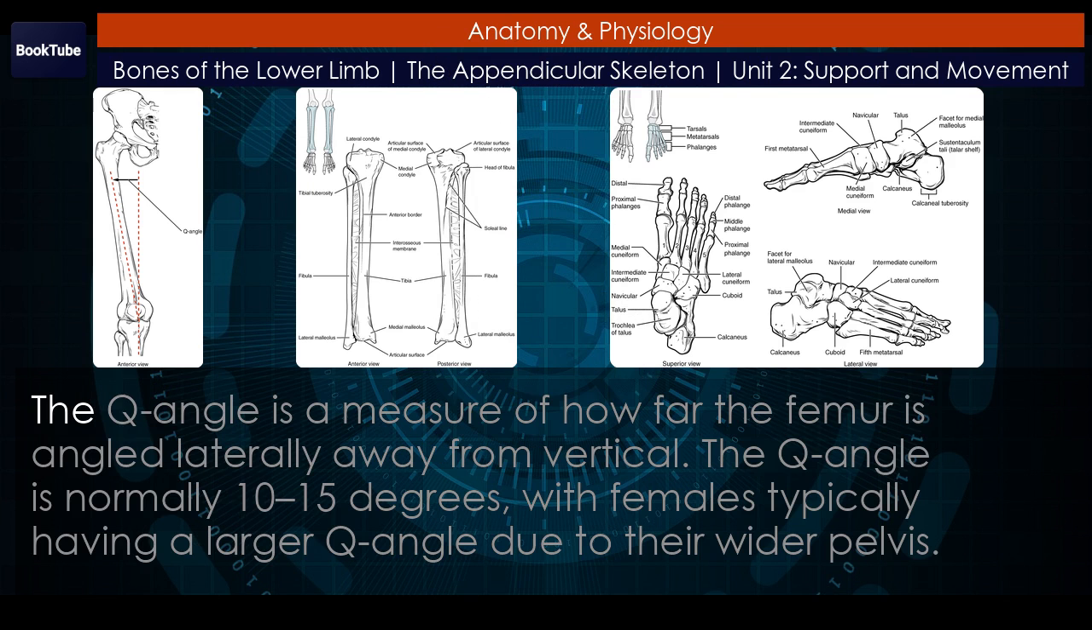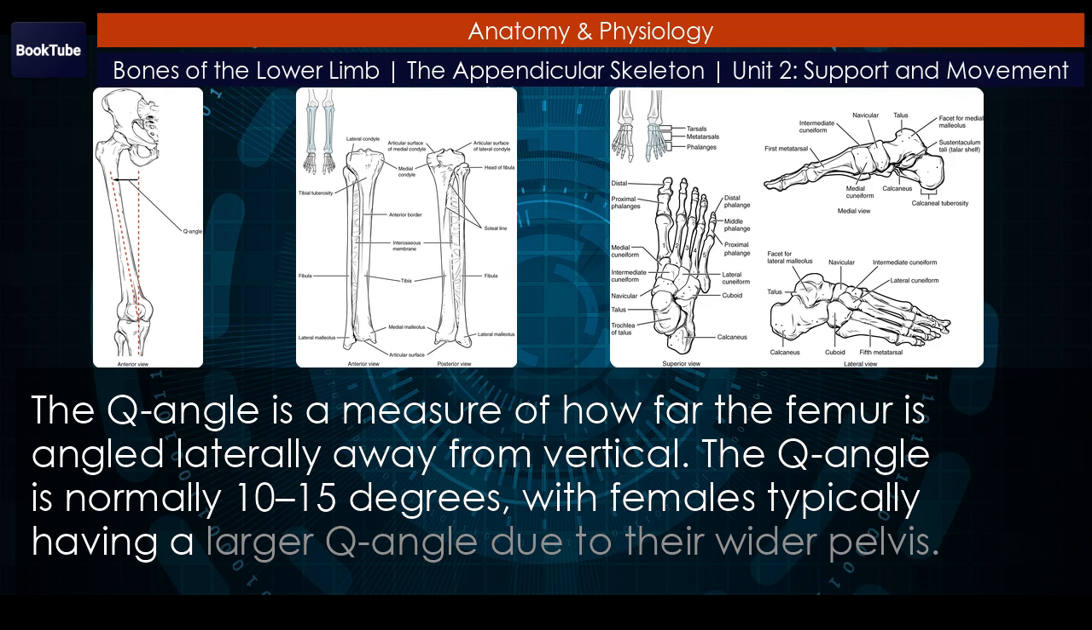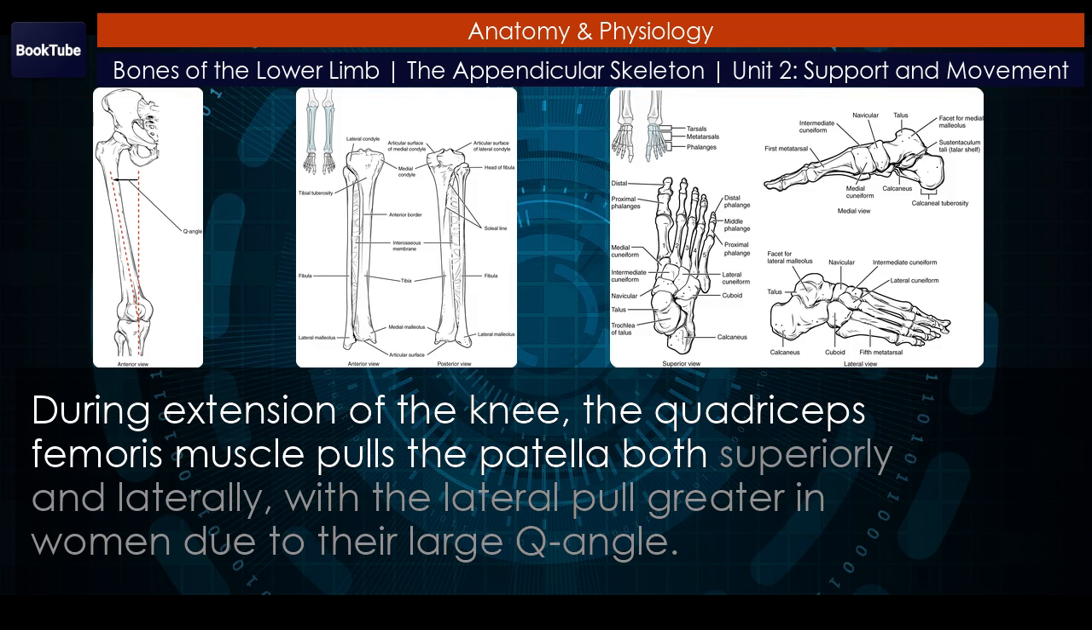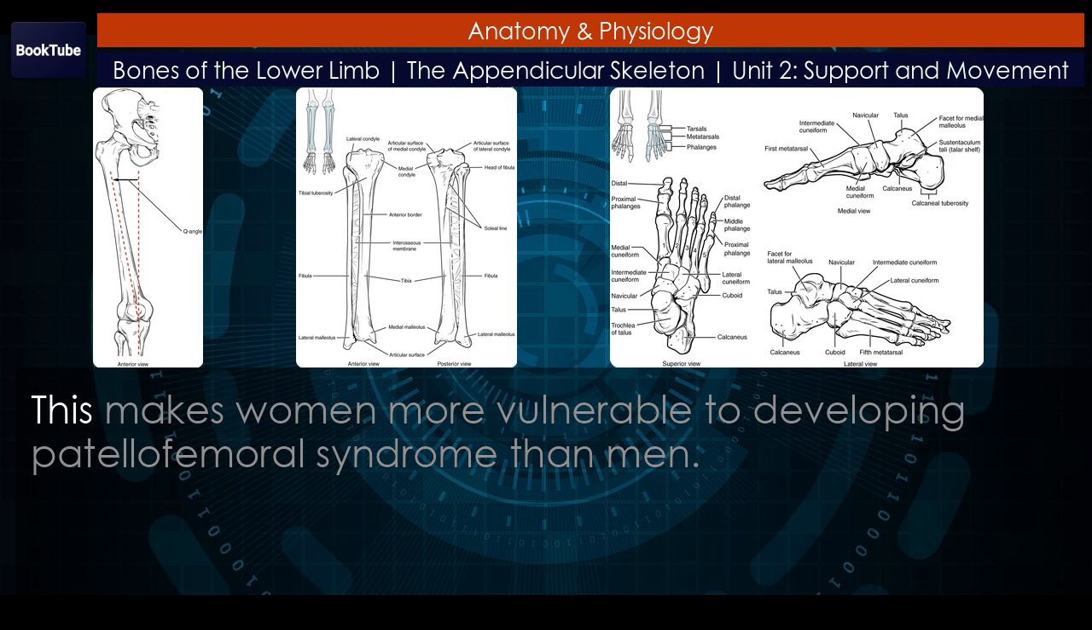Figure 2. The Q angle is a measure of how far the femur is angled laterally away from vertical. The Q angle is normally 10 to 15 degrees, with females typically having a larger Q angle due to their wider pelvis. During extension of the knee, the quadriceps femoris muscle pulls the patella both superiorly and laterally, with the lateral pull greater in women due to their large Q angle. This makes women more vulnerable to developing patellofemoral syndrome than men.